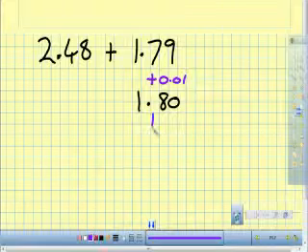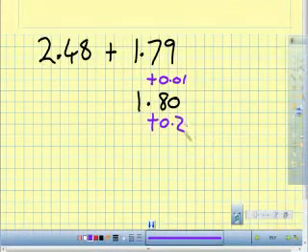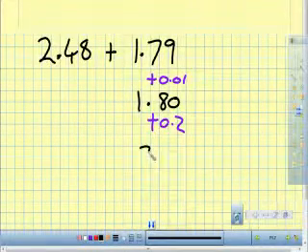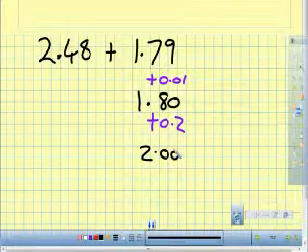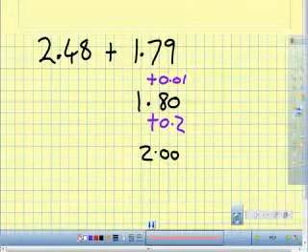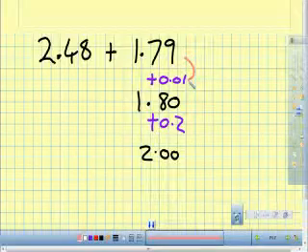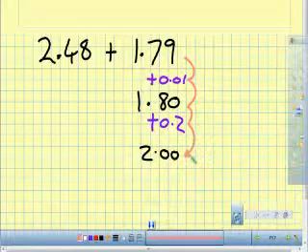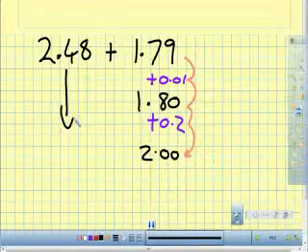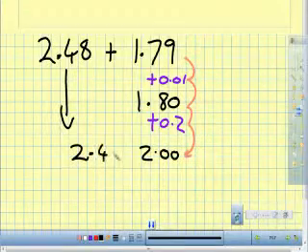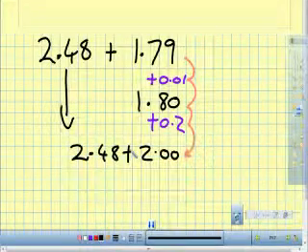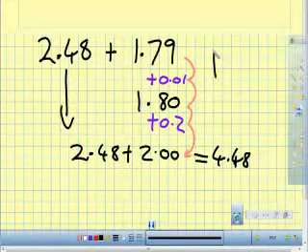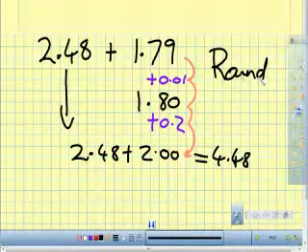But then I could add another 0.2, and that's now going to give me the number 2. And I'm going to put the zeros in, 2.00, so you can see kind of how we went. The 1 went on to that, came down to there, and then the 2, and we ended up there. And now I've got a pretty easy problem of 2.48 plus 2 equals 4.48. So that, remember, is my round part.